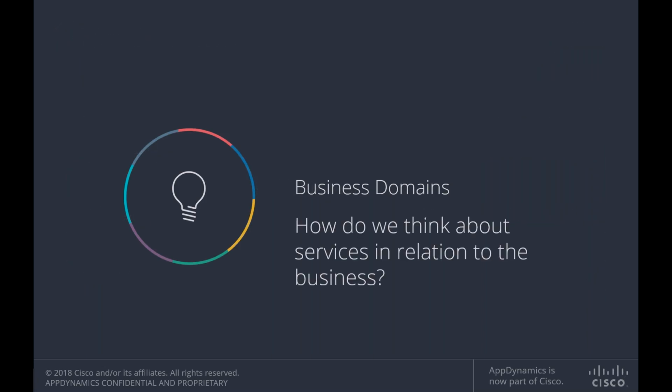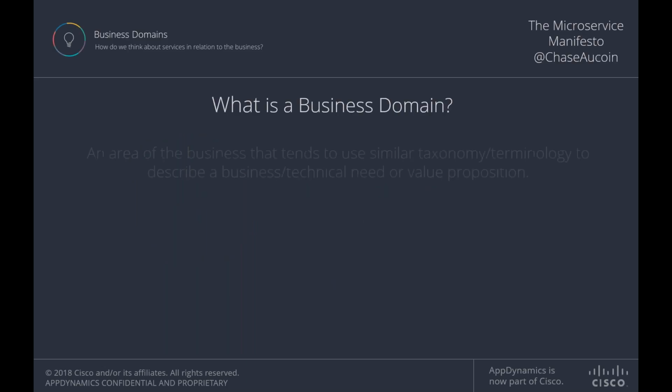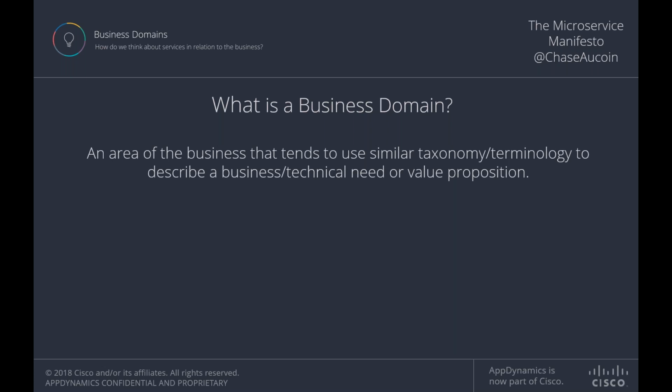So, business domains. How do we think about services in relation to the business? Because how we think about the technology as it happens with the business is super important for us as engineers and technologists. What exactly is a business domain? It's a part of the business that tends to use similar taxonomy or terminology to describe a business or technical need or value proposition. So what does that mean? Areas of the business that tend to use the same language, those are business domains.